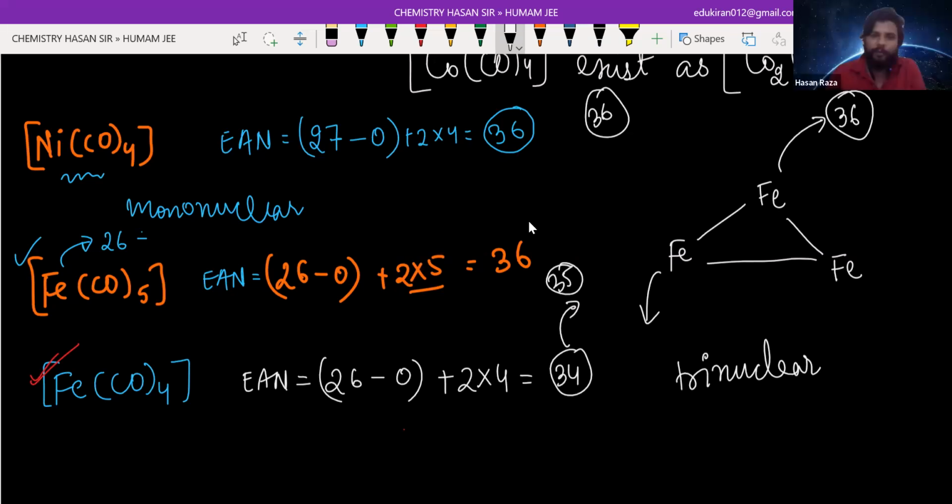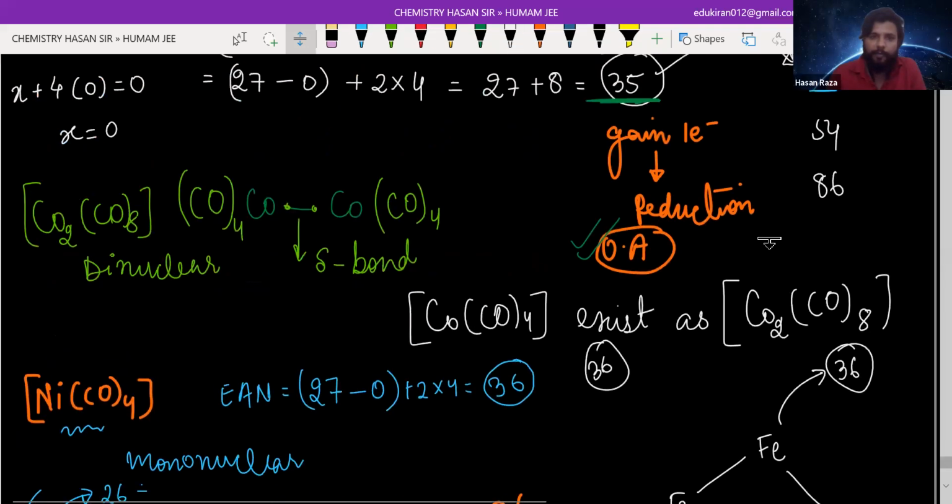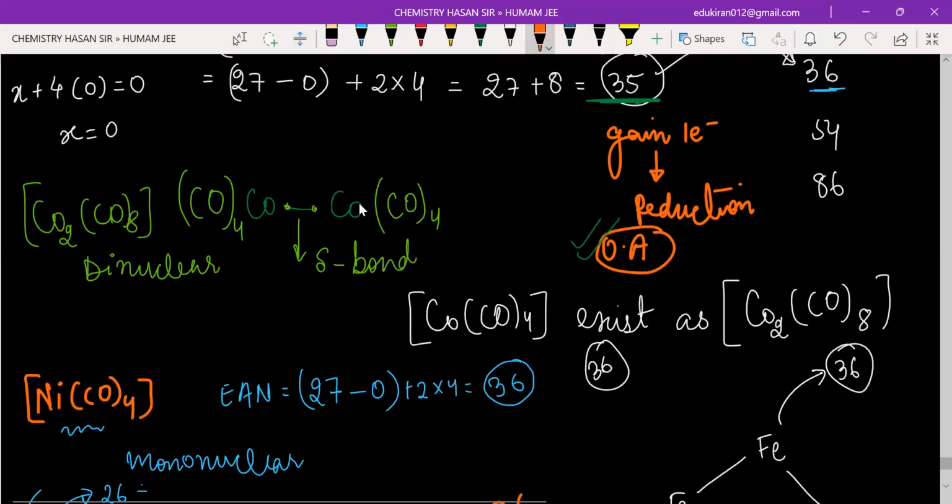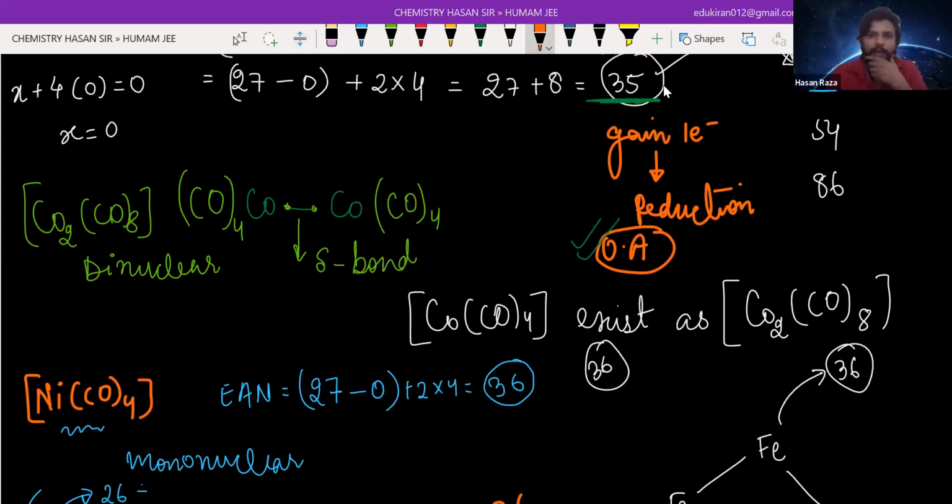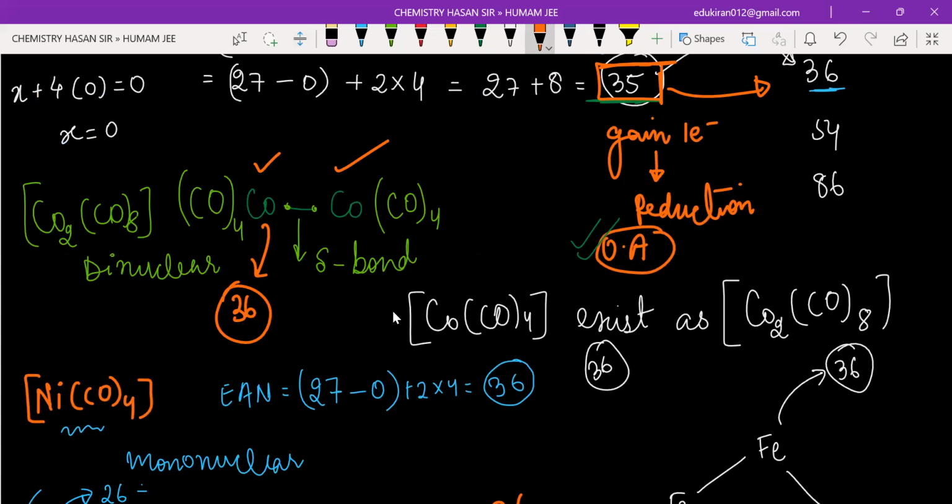Okay, Humam, have you got the previous one? See, the previous one, what was the EAN that we got? That is 35, but it should be 36, right? So it combined with another cobalt to make itself 36. Got it? Yes. It increases by 1.